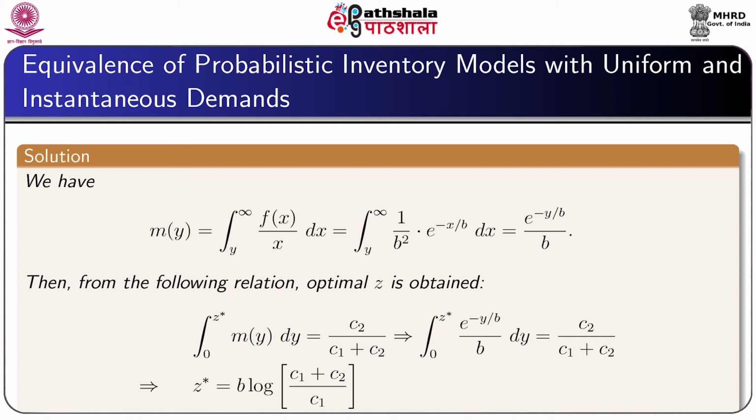From the following relation, the optimal value of z can be obtained. Integral 0 to z star m(y) dy equal to C2 by C1 plus C2, which gives integral 0 to z star e to the power minus y by b dy is equal to C2 by C1 plus C2, and this further gives z star equal to b log (C1 plus C2) by C1.